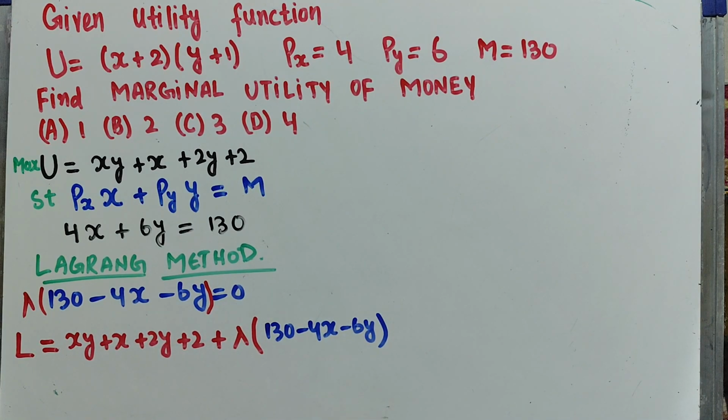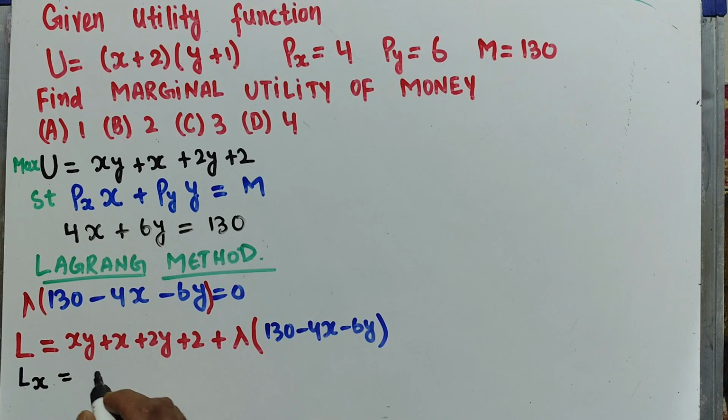Now to find out the optimal bundle, to find out the optimal value of x, y and lambda, we partially differentiate the Lagrange's function with respect to x, y and lambda and set them equal to 0 simultaneously. So we take the partial derivative of this function first with respect to x.